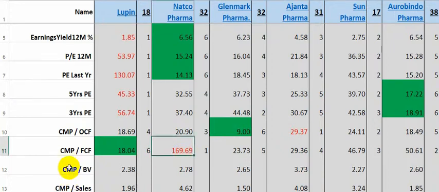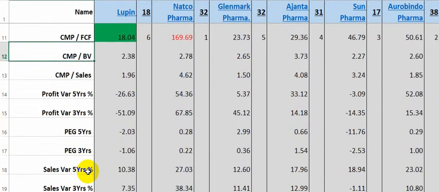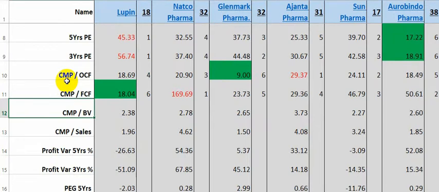Next, look at the price and compare that with the book value of the company. Now all these, price to OCF, price to FCF, and price to earnings, as well as price to book, then price to sales, these are valuation metrics or valuation ratios which help us understand where the price is when we compare it with these kinds of variables.